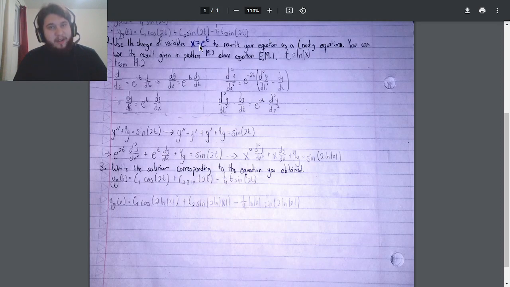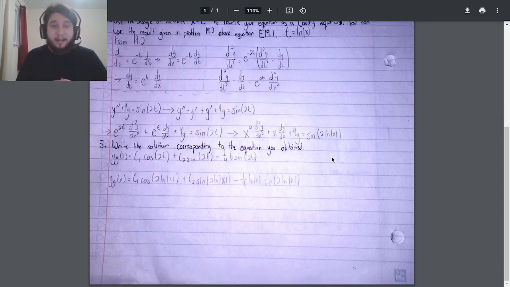With our change of variables and what t equals, and a little rearranging to make t the front runner here, we simply take the natural log of both sides. We get this final equation: x squared times the second derivative of y with respect to x, plus x times the first derivative of y with respect to x, plus 4y equals sine of 2 times the natural log of x. And lastly, the last step is to write the solution corresponding to the equation we obtained.